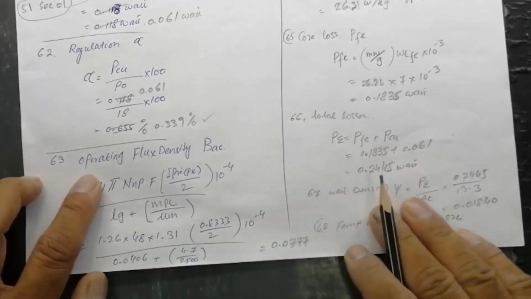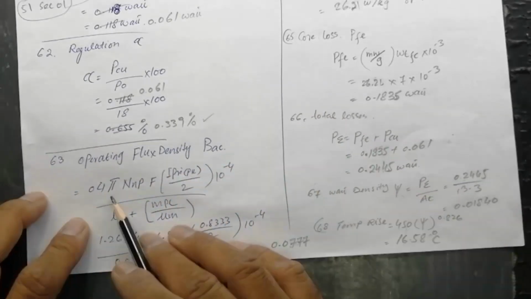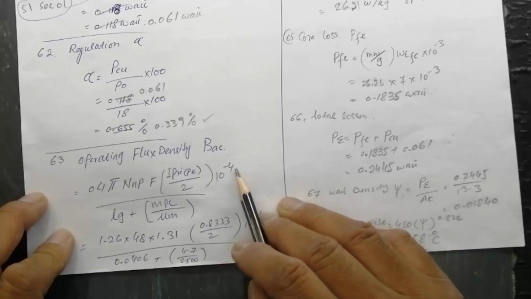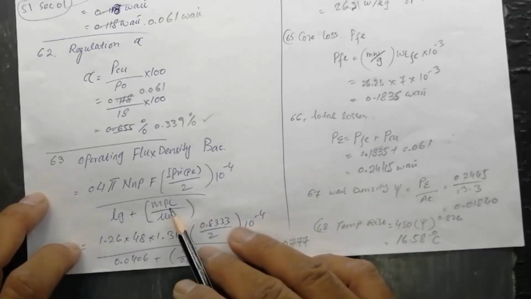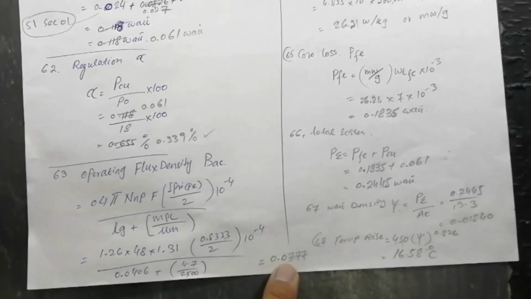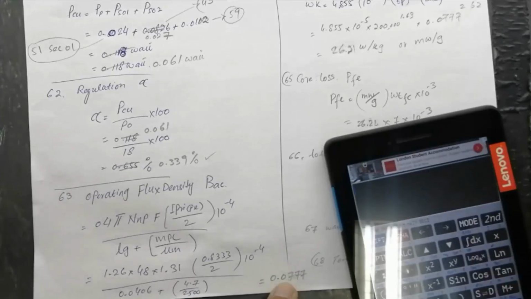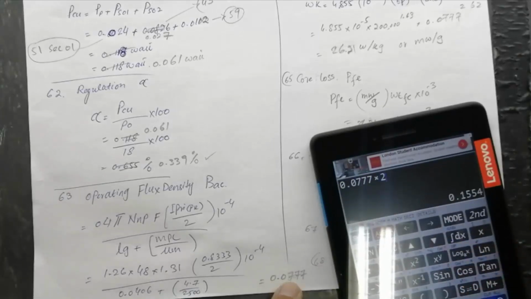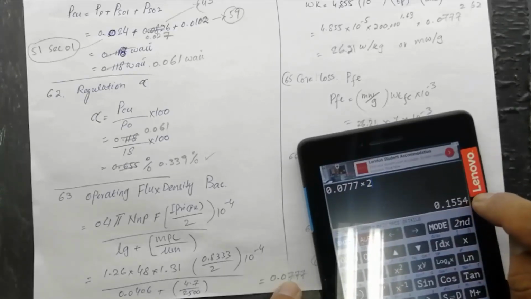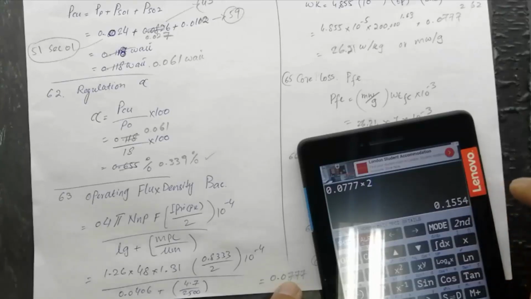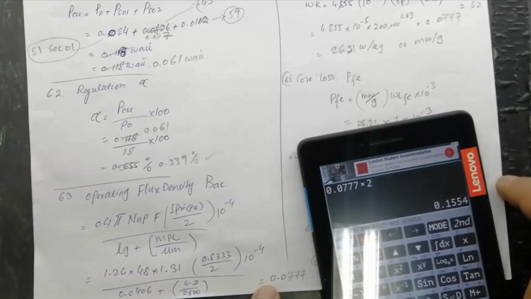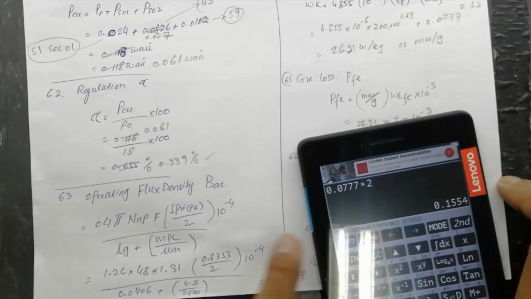Now we have to check operating flux density BAC. 0.4 pi N NP F I primary peak divided by 2 10 raised to power minus 4, gap length, magnetic path length, and permeability. So it is 0.077. Now this is a very considerable point. 0.077 multiplied by 2, it is 1554. That means 1554 gauss. So this core can handle up to 1600. So our core will not saturate, but it will run in the upper limit.